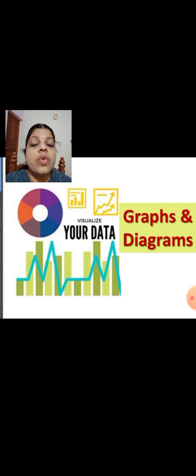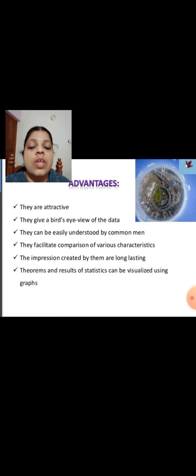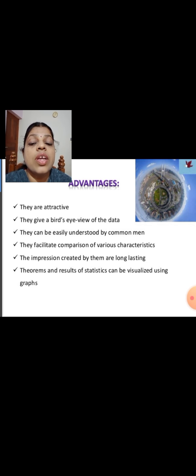Here we can visualize the data. So whatever raw data is given, we present it in a graphical or diagrammatical presentation. Children, first we will study the advantages of presenting the data in a graphical form.